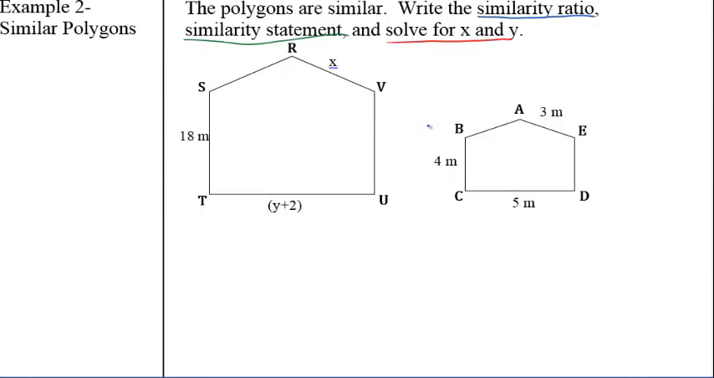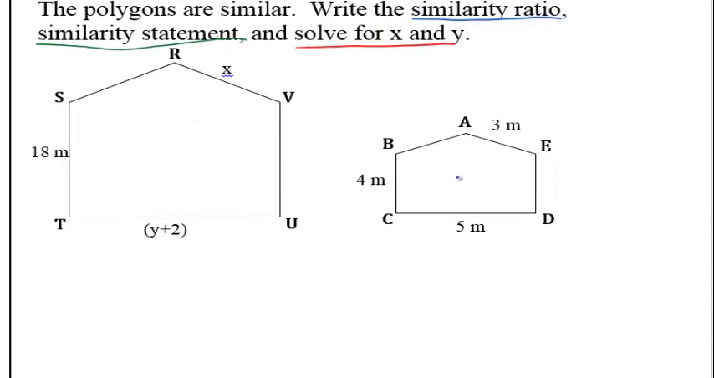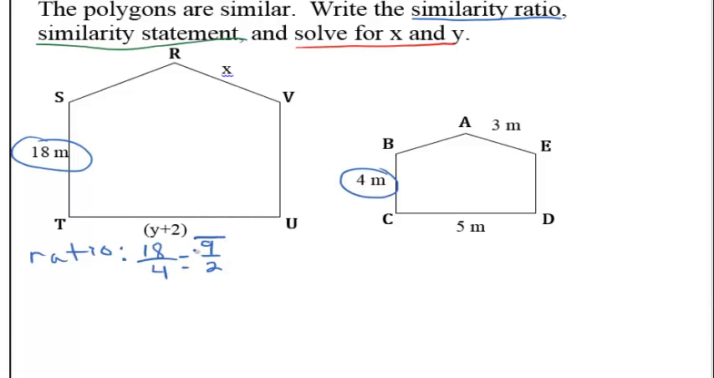All right, so writing a similarity ratio is going to be from one figure to the next. Match up the corresponding sides. So I'm going to find a corresponding side here. I've got 18 corresponds with 4. So if I want to write the ratio here, the ratio from one figure to the next would be 18 over 4. Simplify that, you can divide both by 2. So we get 9 over 2 is our similarity ratio.